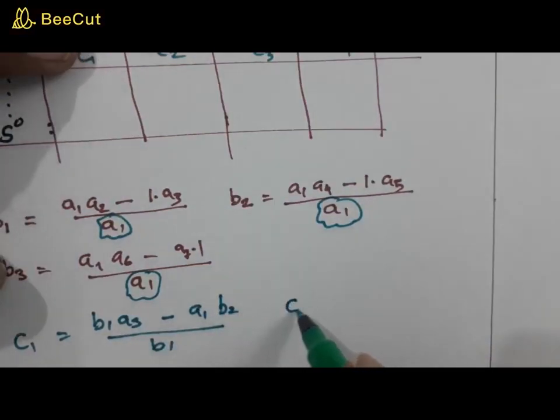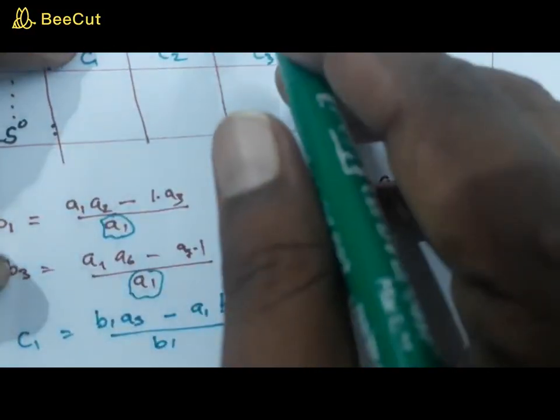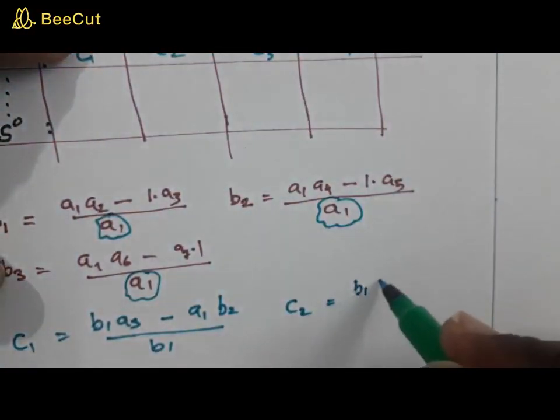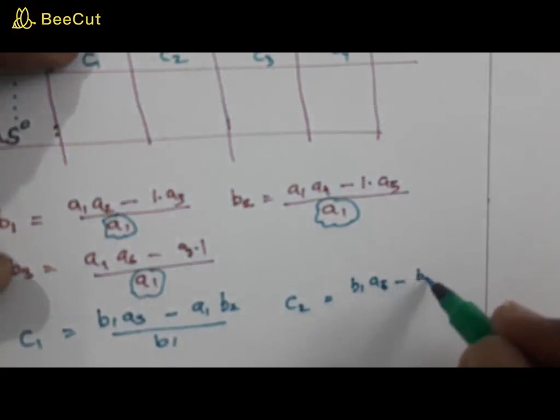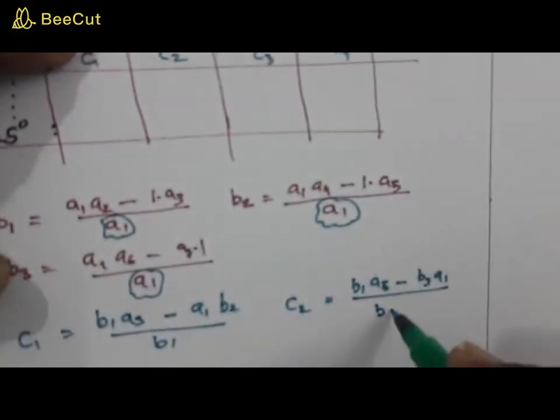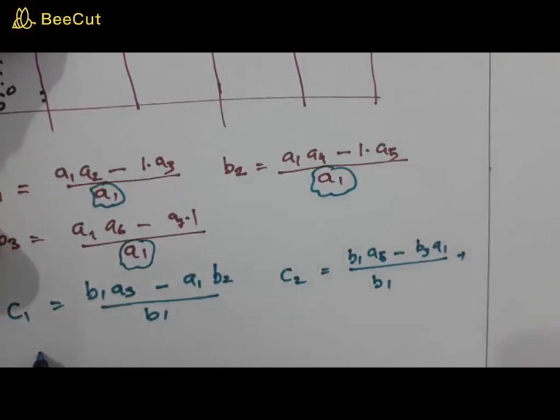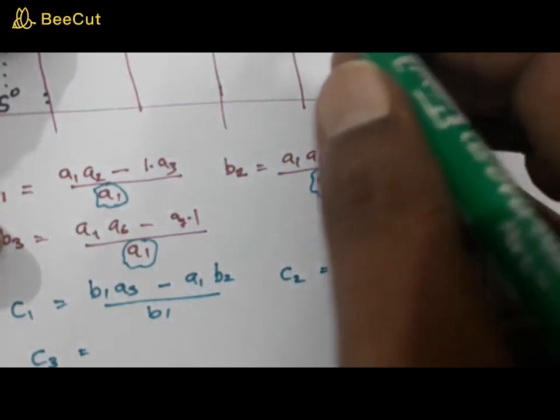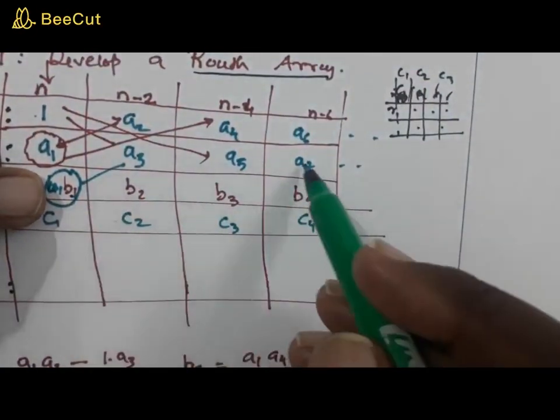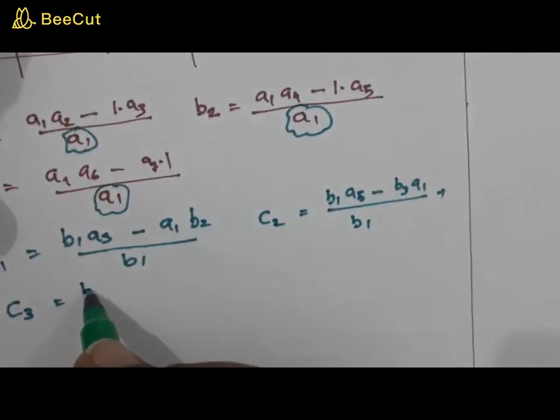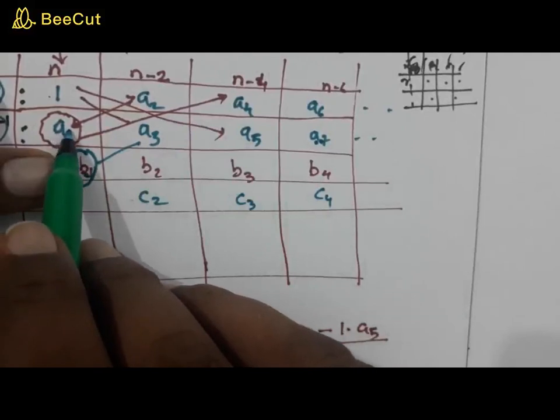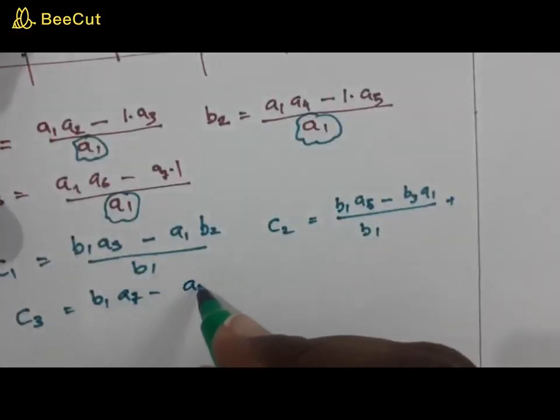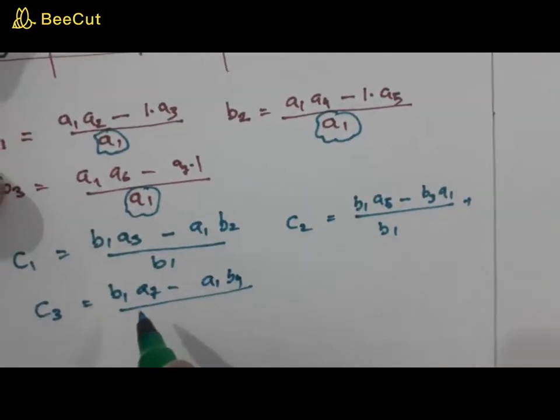What about c2? c2 is b1 into a5 minus b3 into a1, by b1. And what about c3? c3 will be b1 into a7, look at this, b1 into a7 minus a1 into b4, a1 into b4 divided by b1.